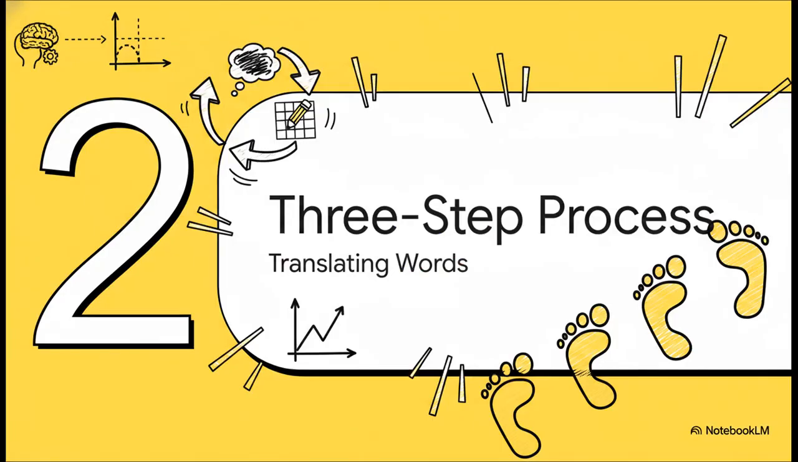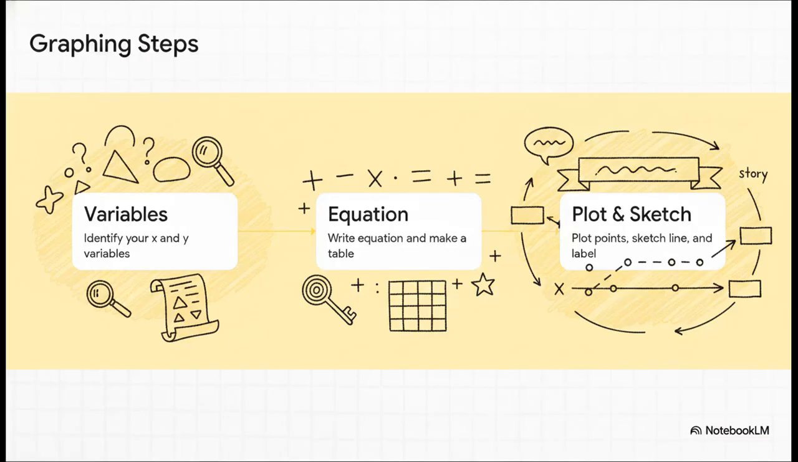Moving right along to Section 2, the three-step process. Okay, this three-step process is basically your secret cheat code for beating any word problem without totally overloading your brain. First, identify your variables. Just figure out what's actually changing. Second, translate those words into a math equation and build a quick table of values to test it out. And third, plot those points, sketch your line, and, please don't forget this part, label your axes and give it a title. A graph without labels is just a random line floating in space. The labels are what give it a story.